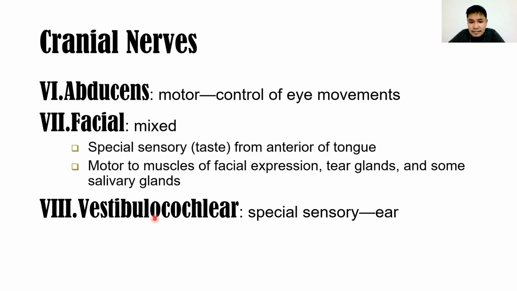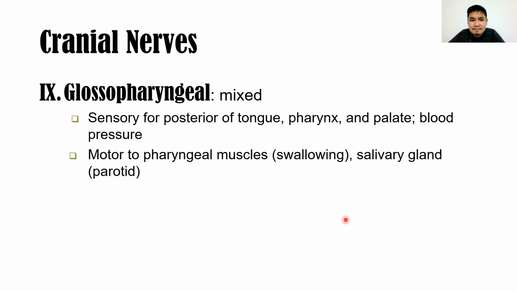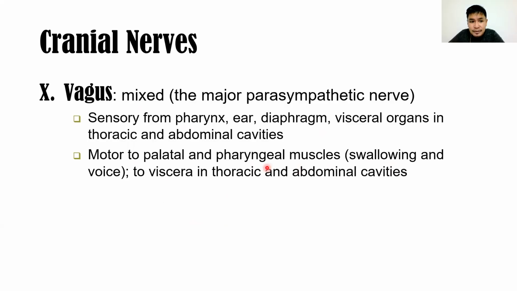Then your 8 is your vestibulocochlear, special sensory for hearing. Glossopharyngeal is also mixed: sensory for the posterior 1/3 of the tongue, pharynx and palate, blood pressure, and motor to pharyngeal muscles for swallowing, salivary gland, and parotid. So we could ask the patient to swallow if we want to assess the glossopharyngeal function.